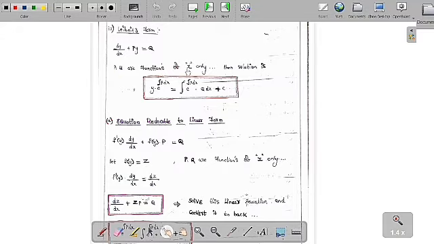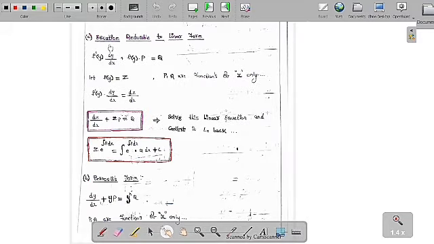So the integrating factor is equal to e to the power of integral of p dx, whereas the overall general solution of this differential equation is y into integrating factor is equal to integral of integrating factor into q dx plus c. This is called the general solution of this differential equation.